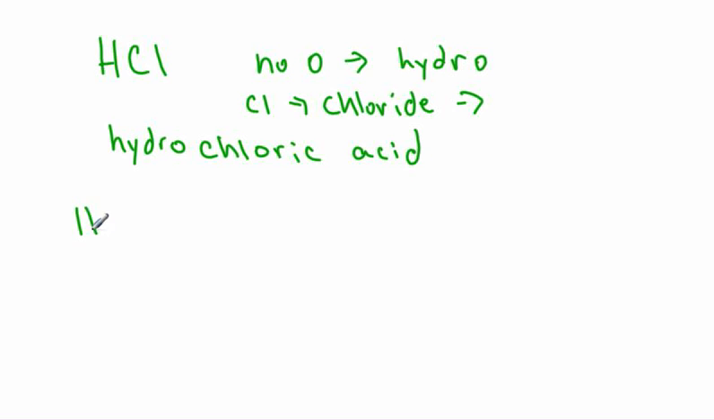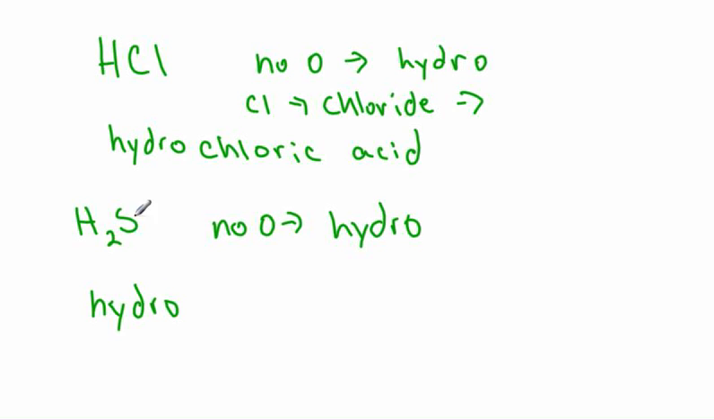Let's do another one. We have H2S. We look at it, we have no oxygen, so we're going to use hydro in the name. So we have hydro, look at the anion, sulfur or sulfide. Sulfide becomes sulfic, so hydrosulfuric acid. Don't forget the acid because that tells you that it starts with H. Hydrosulfuric acid, hydrochloric acid. So that's one type of acid that you'll have.